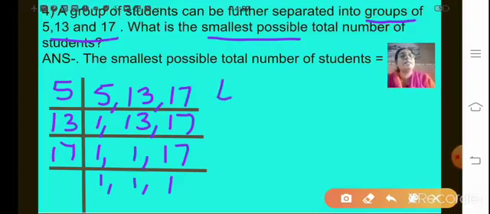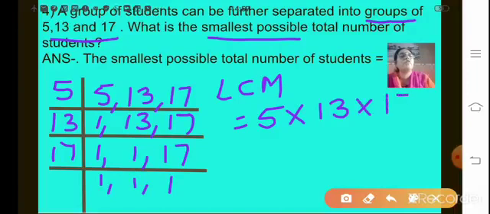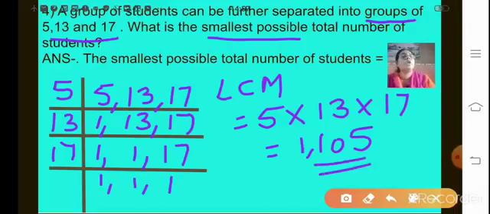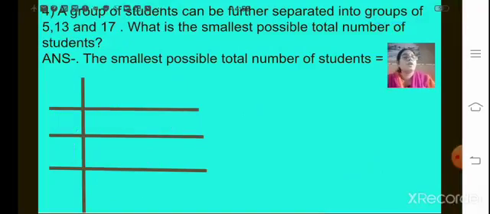Now when we find the LCM of 5, 13 and 17, that is 5 into 13 into 17. Now 5 13s is 65. 65 into 17, when you multiply, the number will be 1105. So the LCM of 5, 13 and 17 is 1105. So you can say that the smallest possible total number of students is 1105. Okay.